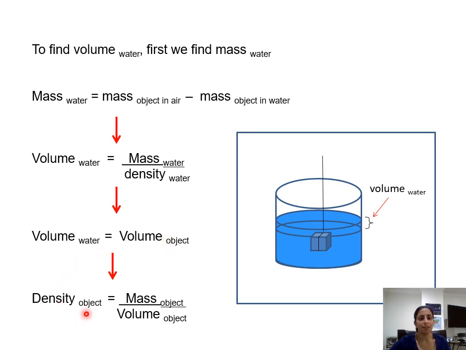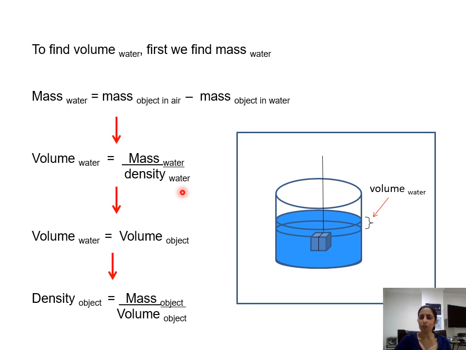Then I can just take the same density equation we've had and plug in the mass of the object, that's from part A, divided by the volume that I get up here, and that gives me the density of my object again. A different way of calculating the density.